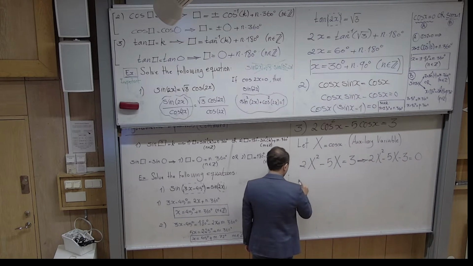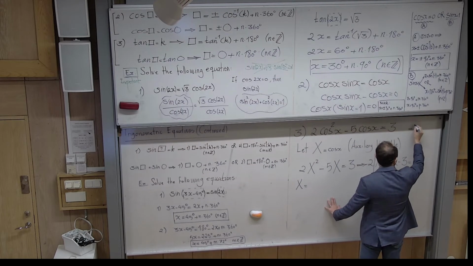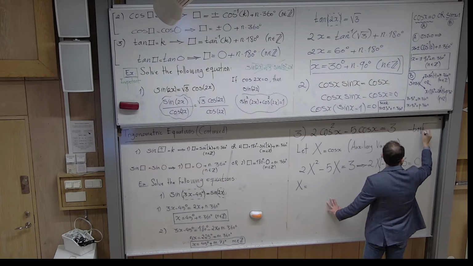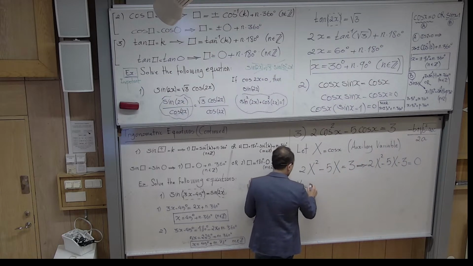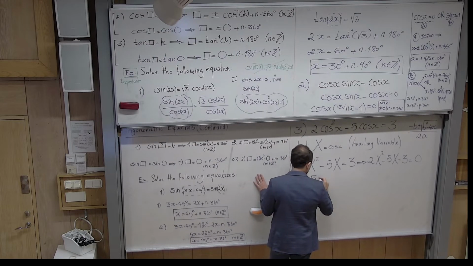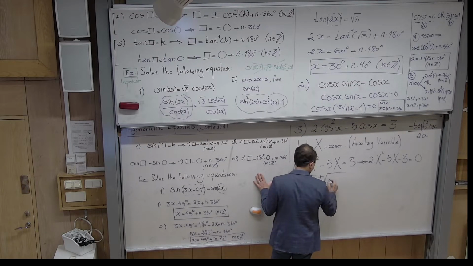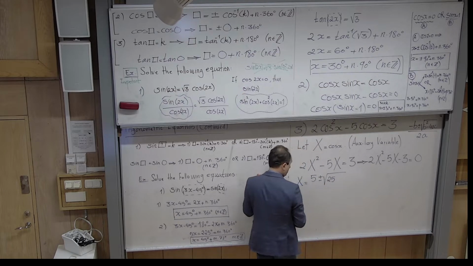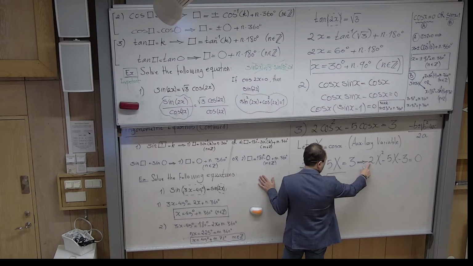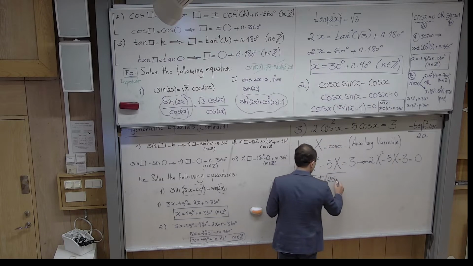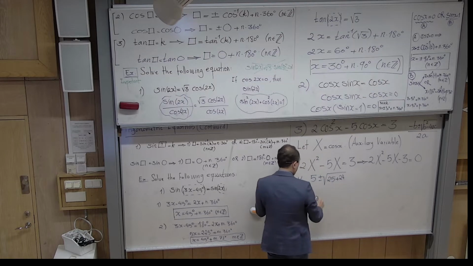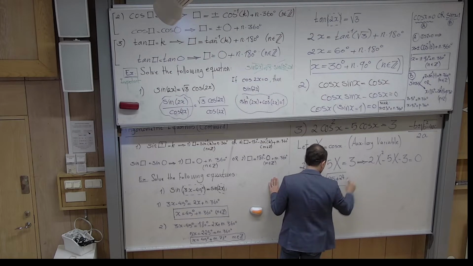And then I use ABC formula. So the capital X is equal to, do you remember the formula? If you want, I can write it here. Minus b plus or minus square root of b squared minus 4ac, divided by 2a. So then it becomes 5 plus or minus square root of b squared is 25 minus 4 times 2 is 8. 8 times minus 3 is minus 24. So minus minus 24 becomes positive 24. And then divided by 2 times a is 2, so it becomes 4.